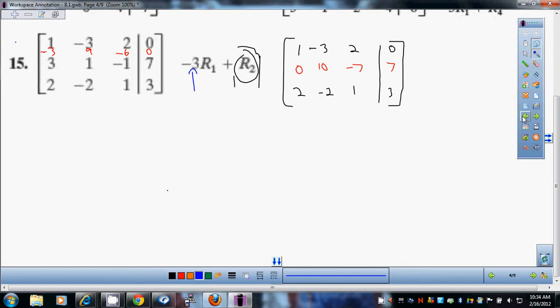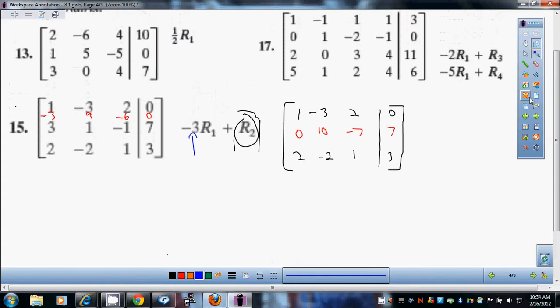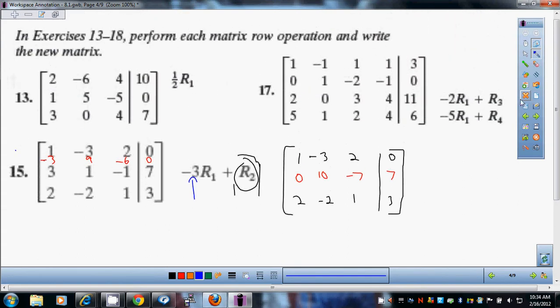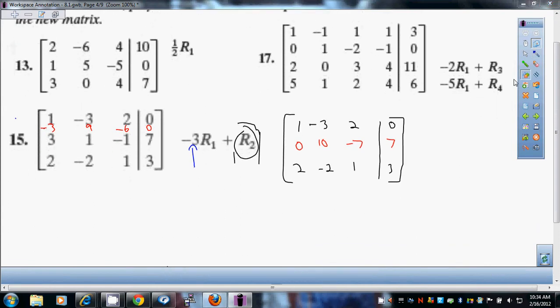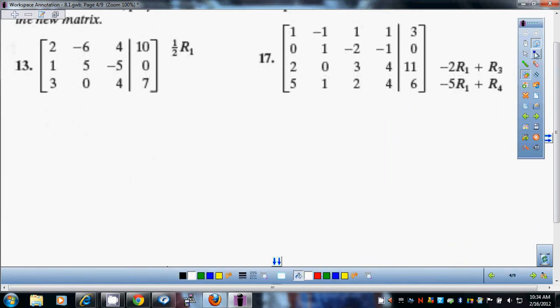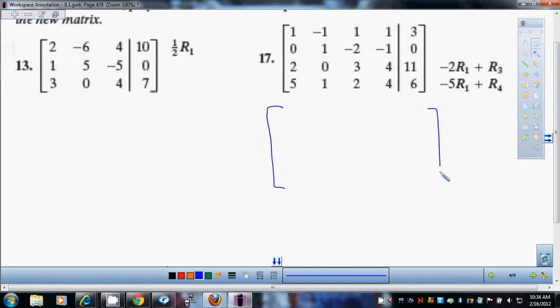I think it'll make more sense when we actually start solving them. Let's just practice a few more row operations. Like number 17: what are the only two rows that are actually changing? Row 3 and 4. So I'm going to rewrite my 4x4 matrix.